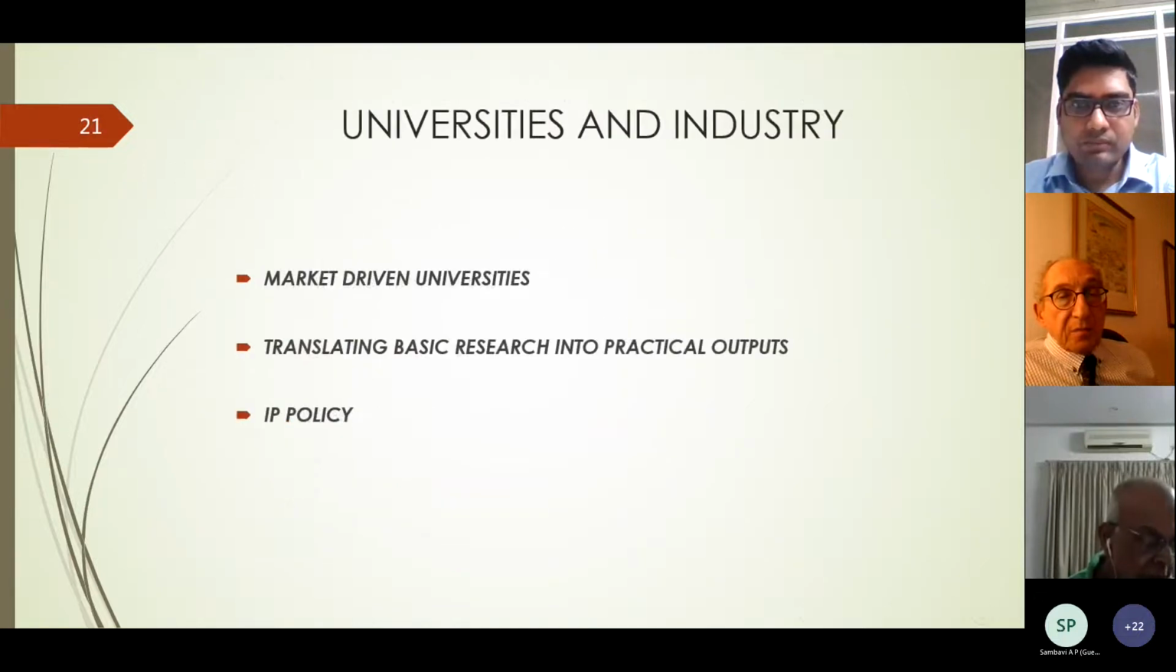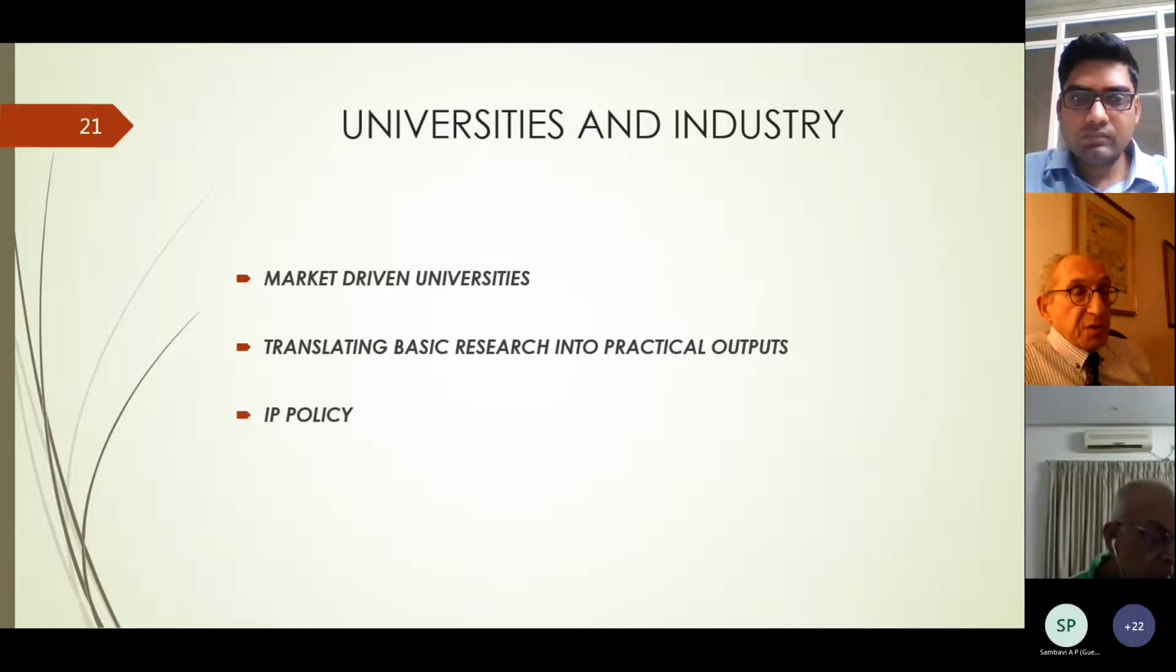The linkage between universities and industry tries to encourage universities to be involved in market-driven issues and to translate basic research into practical outputs. Of course, that involves a lot of IP policy, because intellectual property issues are very complicated, with a lot of legal issues. But the government and universities are trying to register a lot of their IPs, and it is, I would say, a well-inclined industry to generate a lot of funds from industry to universities.